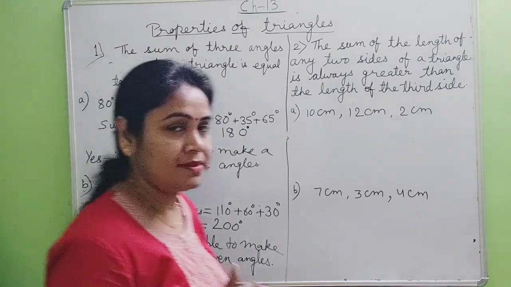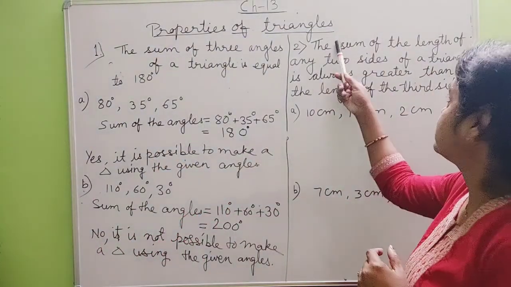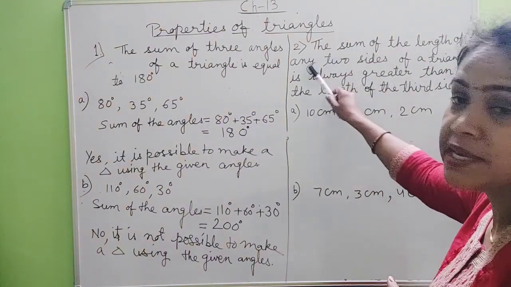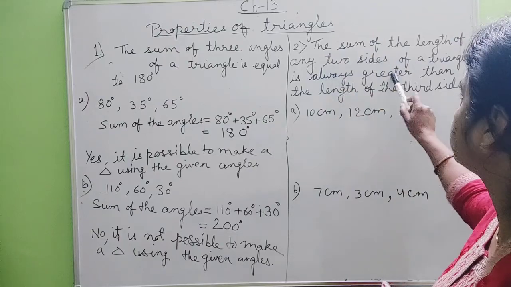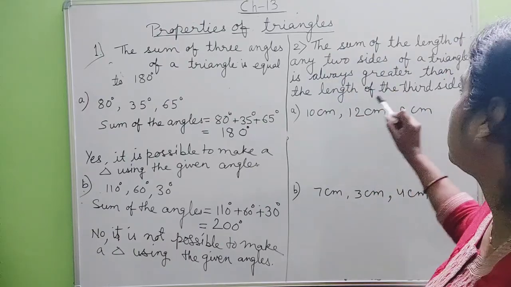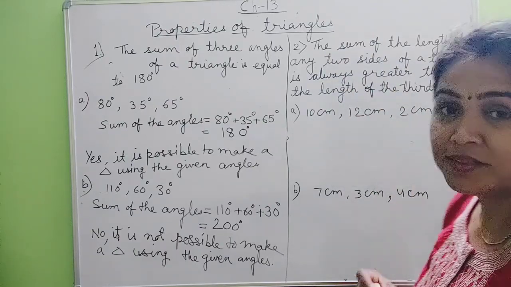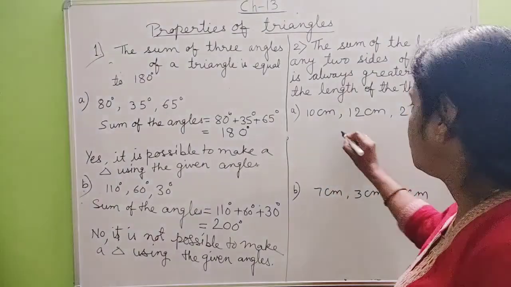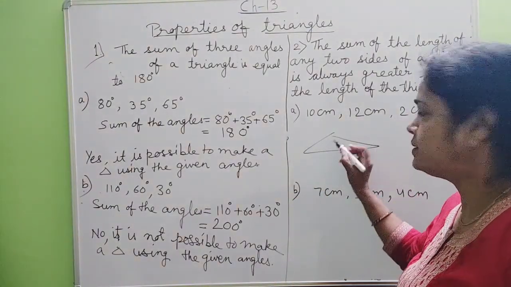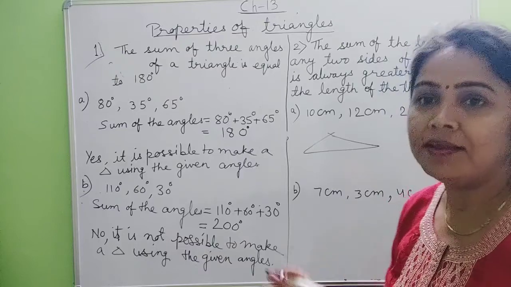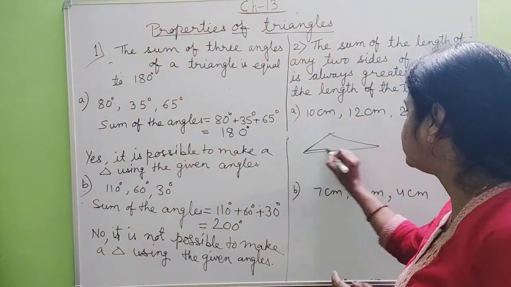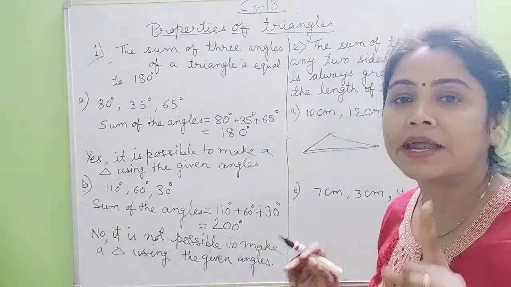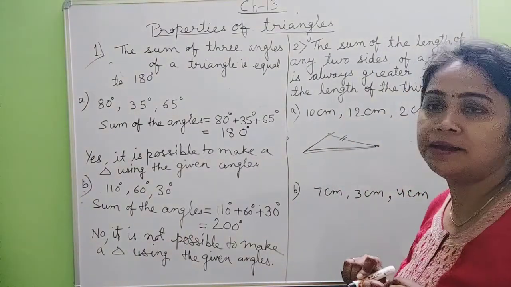The next property is that the sum of the lengths of any two sides of a triangle is always greater than the length of the third side. What does it mean? See the figure. In any triangle, if you add the length of this side and this side, it must be greater than the length of the third side.